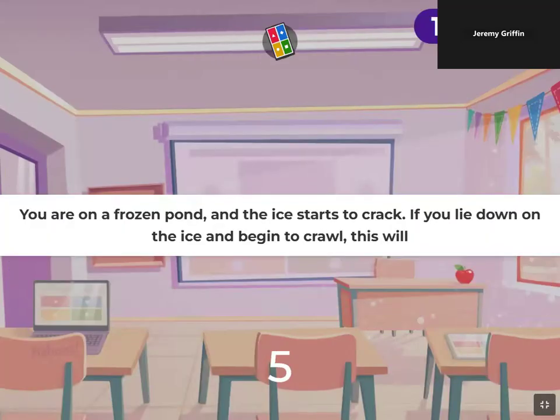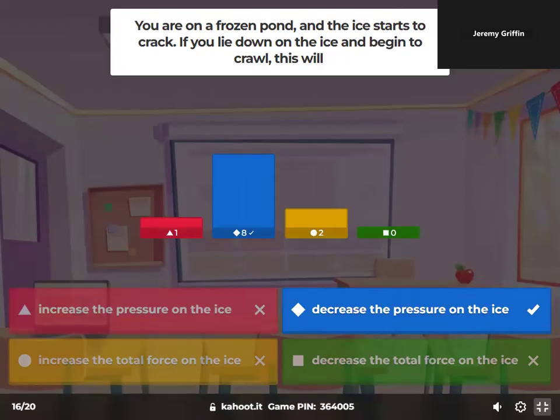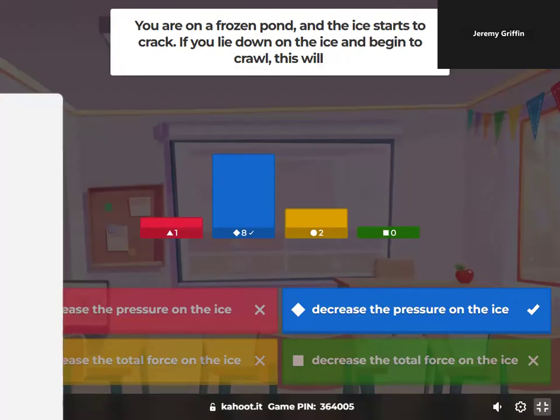You're on a frozen pond. The ice starts to crack. You lie down and begin to crawl. While you guys are thinking about that, I'm going to Google snowshoes. Yeah, decrease the pressure. If you lie down to crawl, you're increasing the area that you're in contact with the ice.